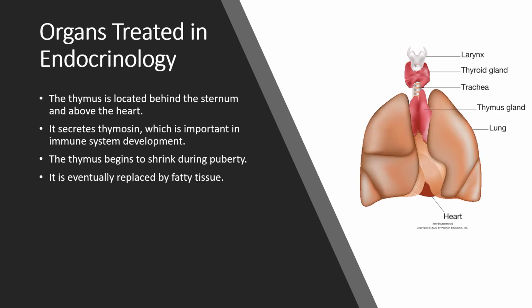The thymus is located behind the sternum and above the heart. It secretes thymosin, which is very important in immune system development. The thymus begins to shrink during puberty, and it's eventually replaced by fatty tissue.